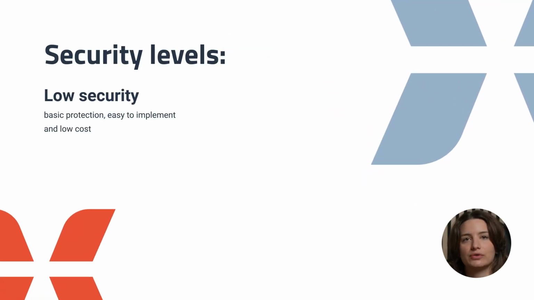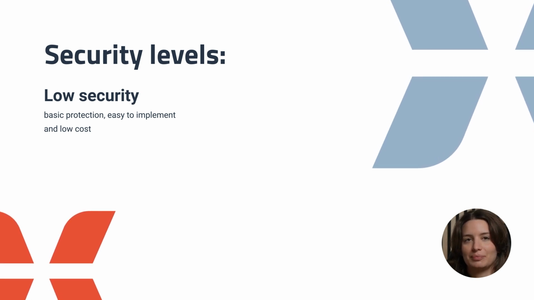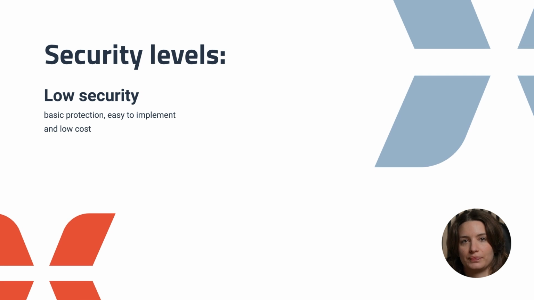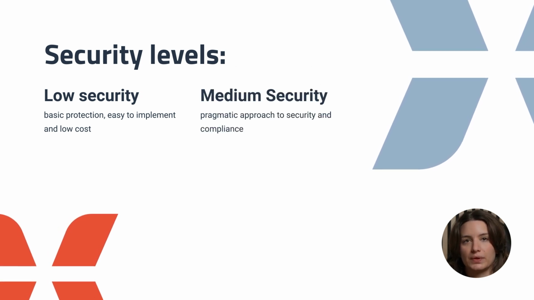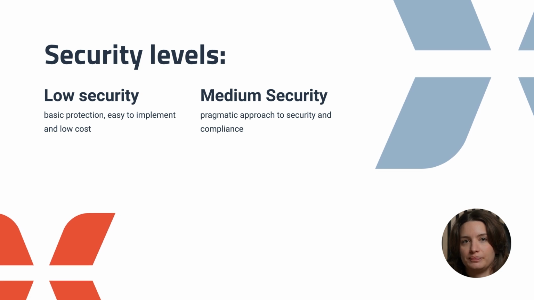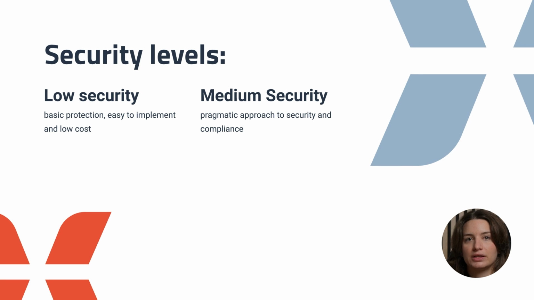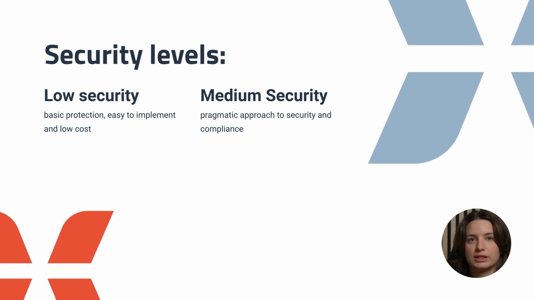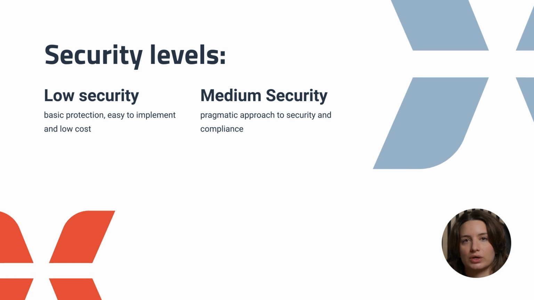A low security level provides basic protection measures that are straightforward to implement with minimal costs. It's suitable for projects with low sensitivity in terms of data or system criticality and is often applied where security risks are minimal. A medium security level offers a balanced approach to security and compliance. While it may slow the project slightly, it addresses critical security needs efficiently following the 80-20 principle, ensuring that the most significant risks are mitigated without overly complex security structures.